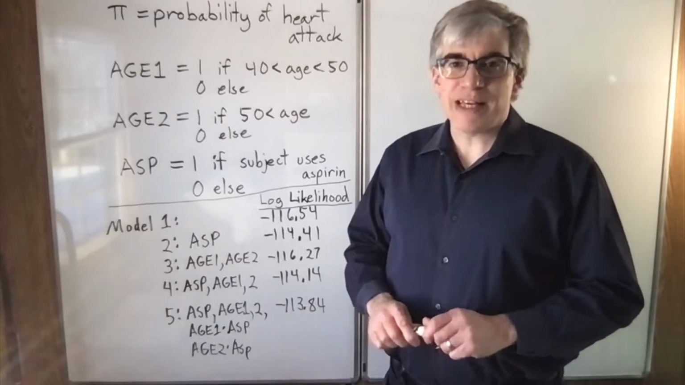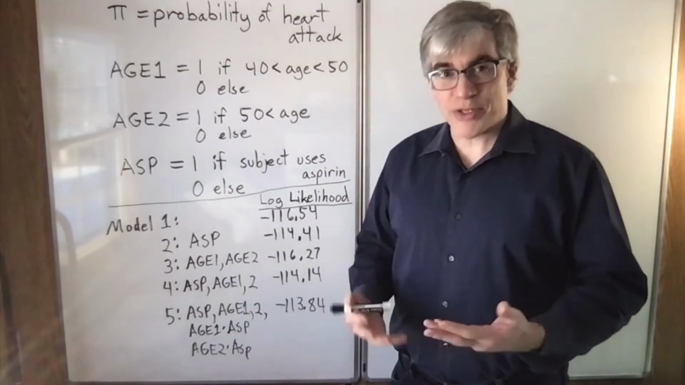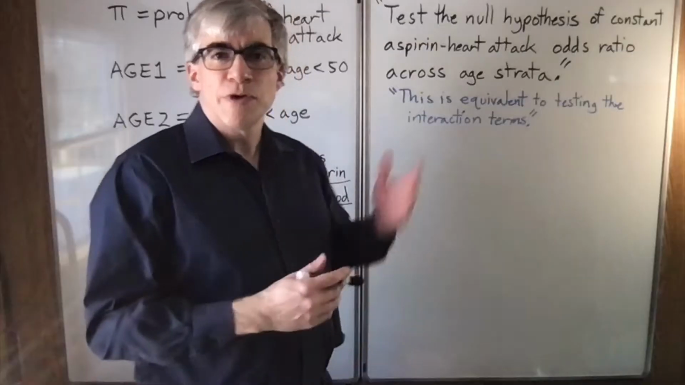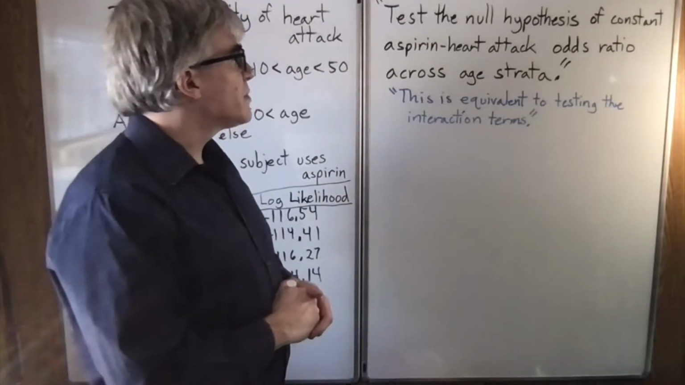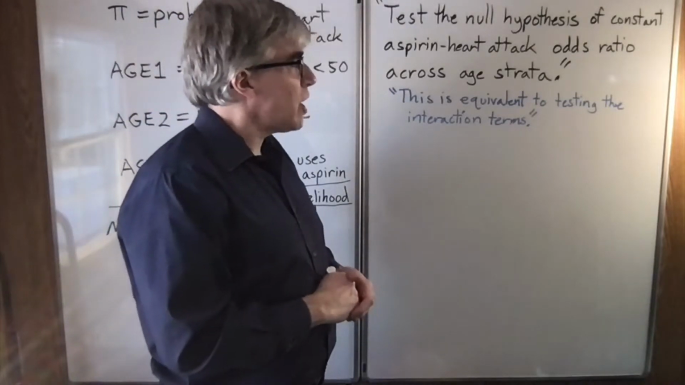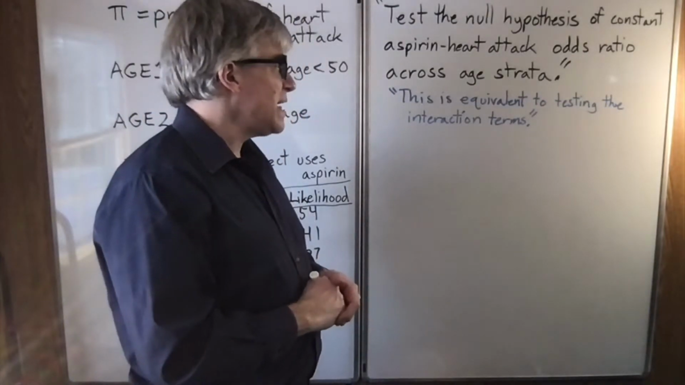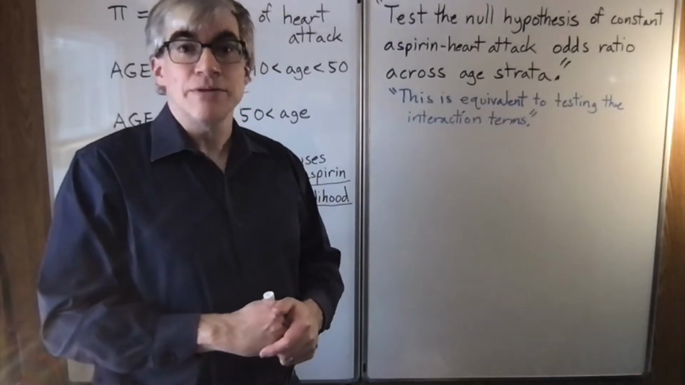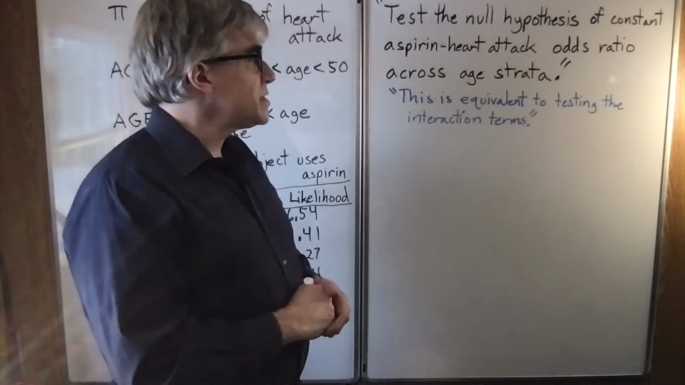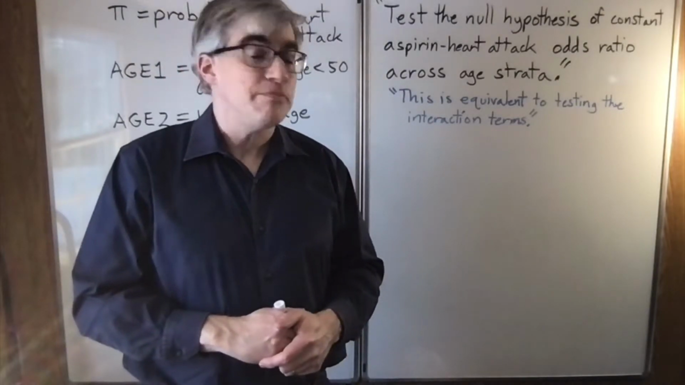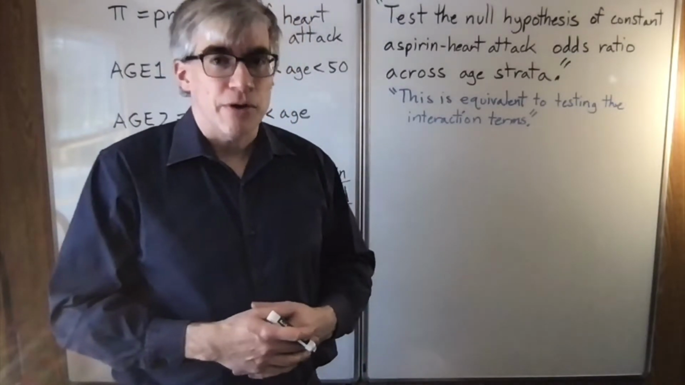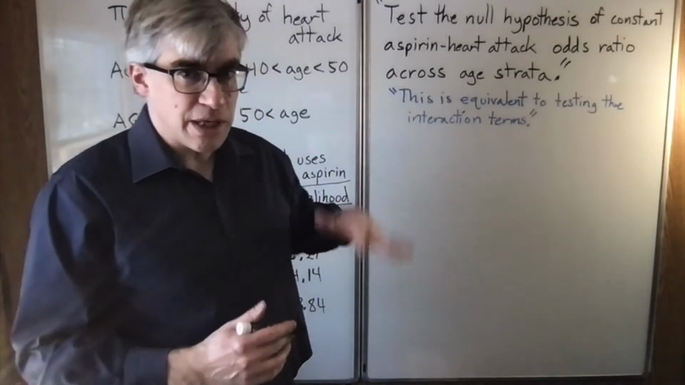Now, the interesting issue is with the wording of the question and the wording of the response. The first part of the question said, test the null hypothesis of constant aspirin heart attack odds ratio across age strata. And their answer key started off with, this is equivalent to testing the interaction terms. And I said, wait, how did you get there? There are a lot of steps that they skipped. So here's it expanded out a bit.